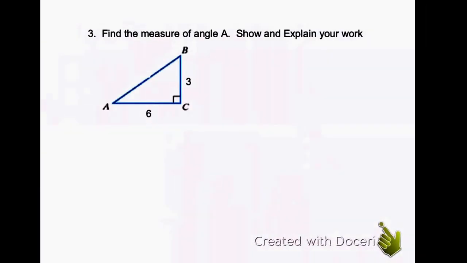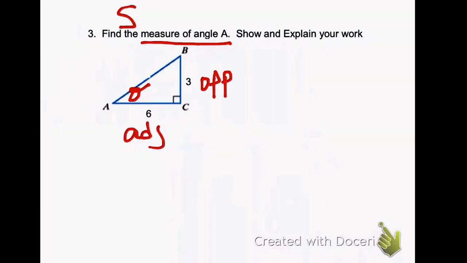Number 3, find the measure of angle A. Show and explain your work. So it's going to help if you put theta at angle A. I'm finding angle A, so that means I need to use a trigonometric ratio because I don't have an acute angle to subtract from 90. So I'm going to compare the opposite side and the adjacent side. So if I use SOHCAHTOA, I'm comparing the opposite and adjacent. I'm going to use tangent.